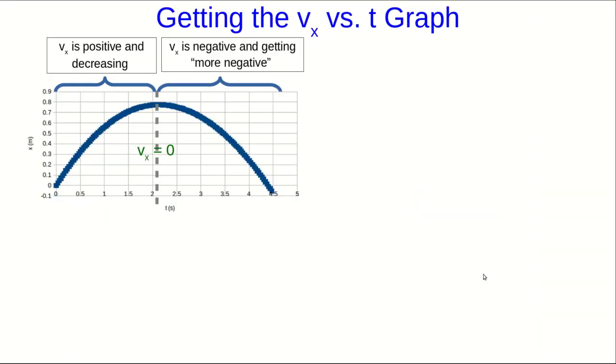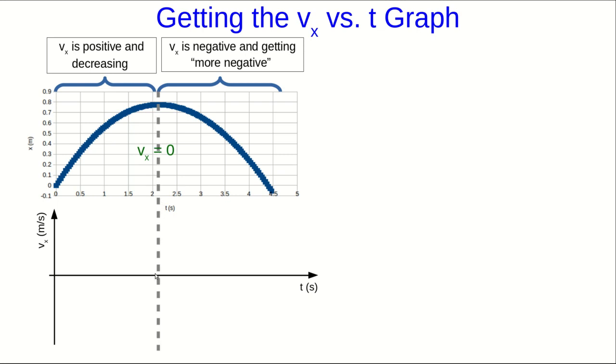We'll continue to gain more insights by drawing graphs, and so let's draw the Vx versus t graph. We already know that at this time, indicated by the dotted gray line, Vx is 0 because the slope of the x versus t graph is 0 there. And we know that the slope is positive everywhere here, and so Vx is positive everywhere over here, and similarly Vx is negative everywhere over here. And we already know that it's decreasing through this whole time.